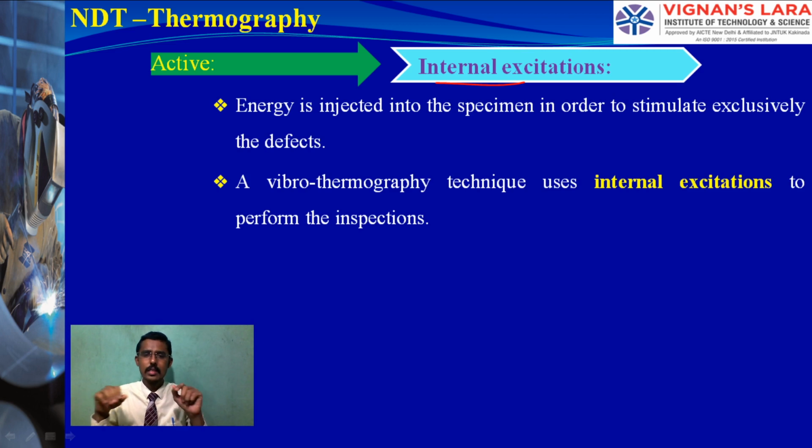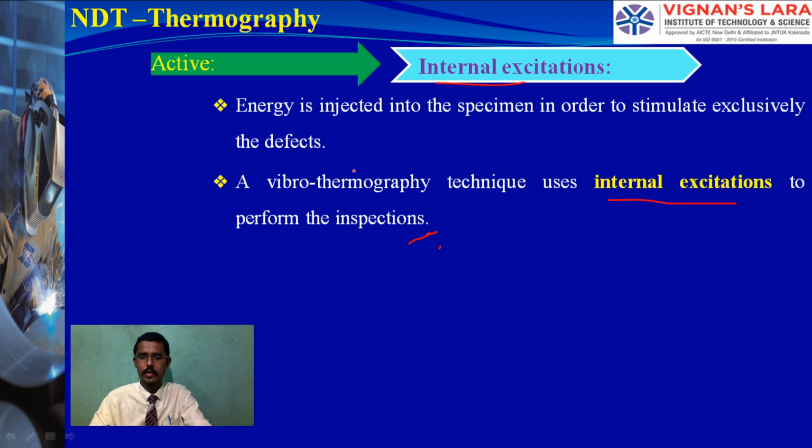In all cases, the distribution of vibration will be uniform, and at the point where the crack is available, a change in the heat occurs. That change in heat concentration we are going to capture through the infrared camera. The camera is common. The methodology of initiating the energy is different here. We are using the vibration method with an ultrasonic machine setup. A vibrothermographic technique uses internal excitation to perform the inspection.